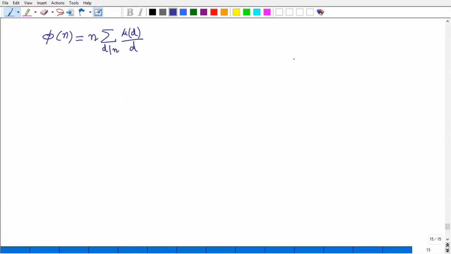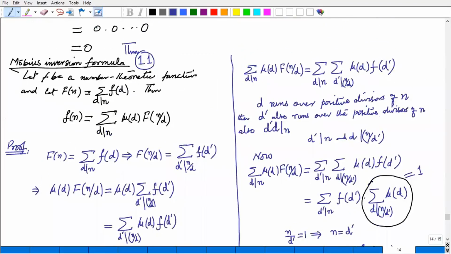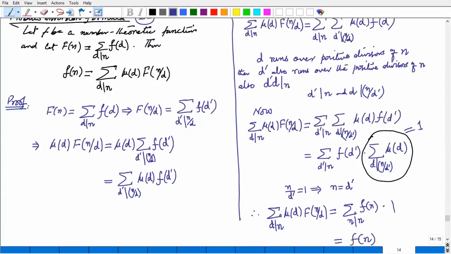Look at the converse of theorem 11. In theorem 11, it is given that small f is a number theoretic function, and we assume that capital F of n is equal to the sum that runs over the divisors of n of f of d. Then we have to prove that small f of n is equal to the inversion expression. But the converse of this theorem will be when this condition is given and we have to prove the other condition.